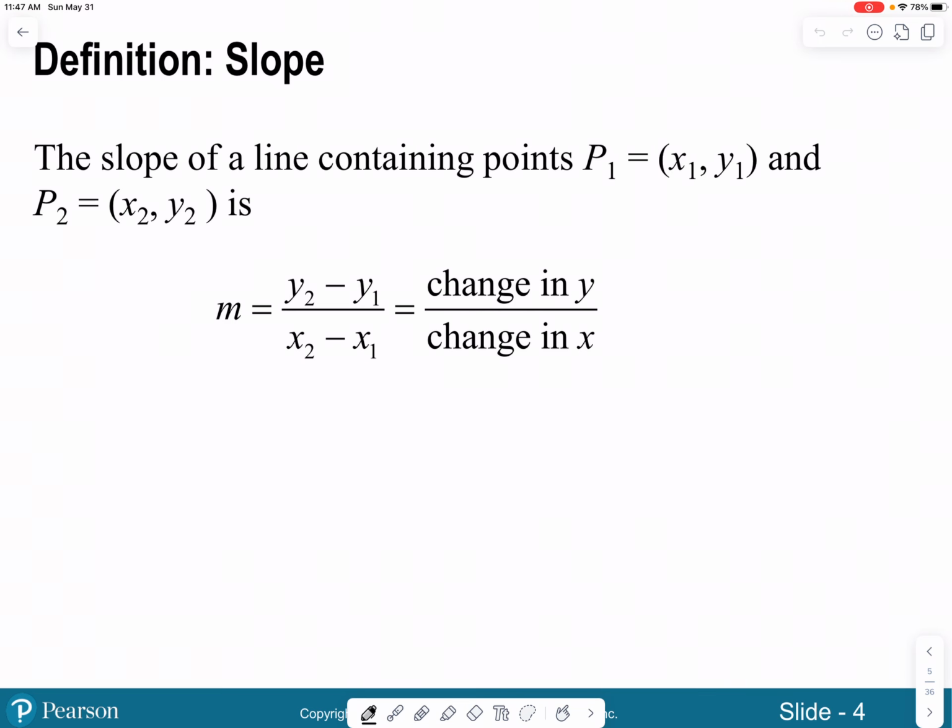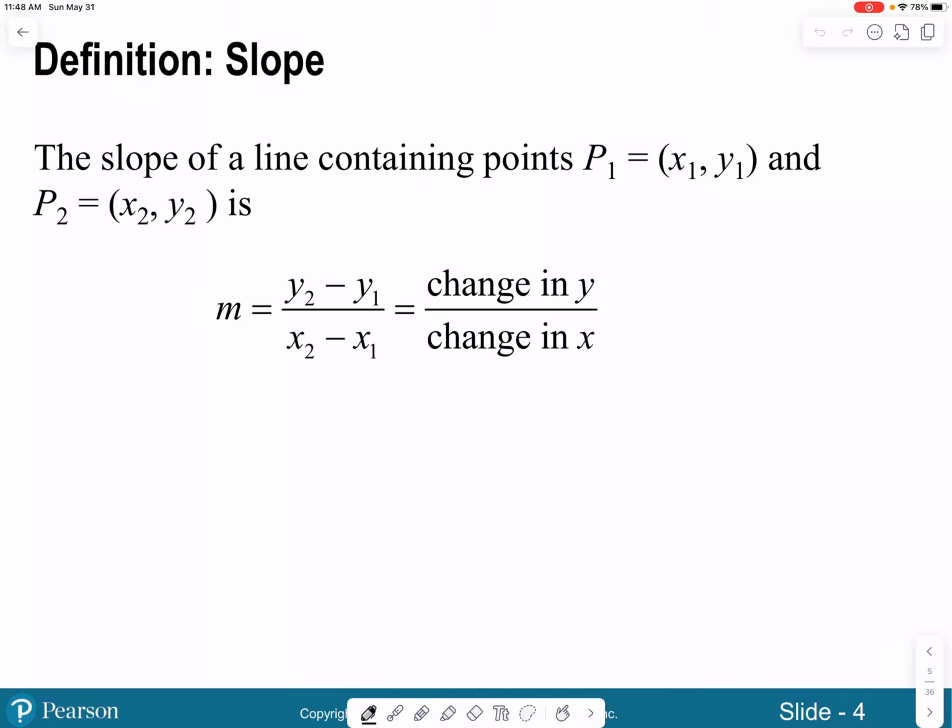So we have a definition here, which is a slope. The slope of a line containing the points P1, which is x1 and y1, and P2, which is x2 and y2, is basically your rise over your run, which is your change in y over change in x. So that's where the y2 minus y1 over x2 minus x1 comes from. Again, that's the change in y over the change in x.